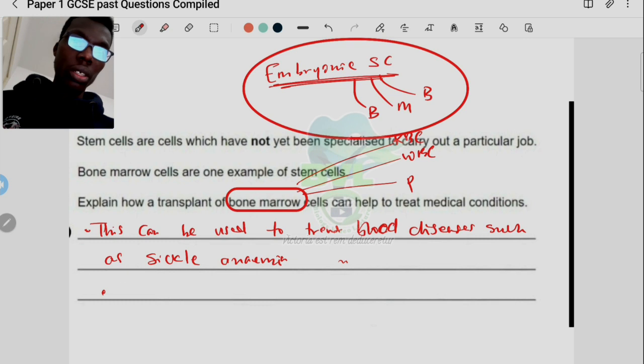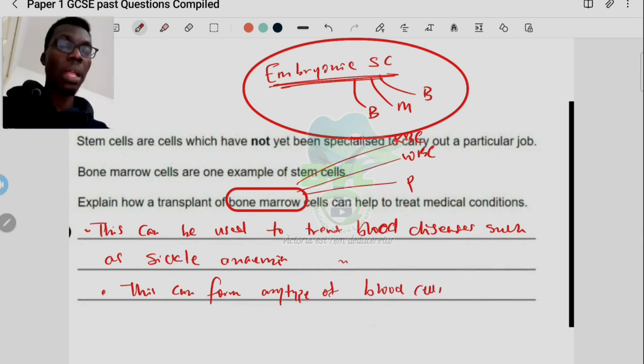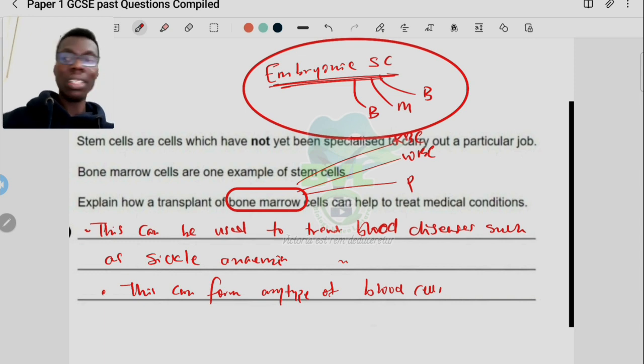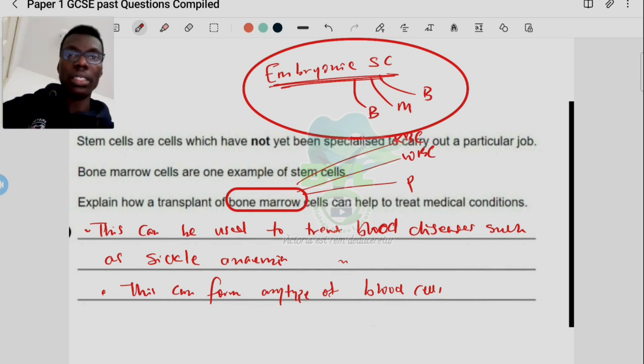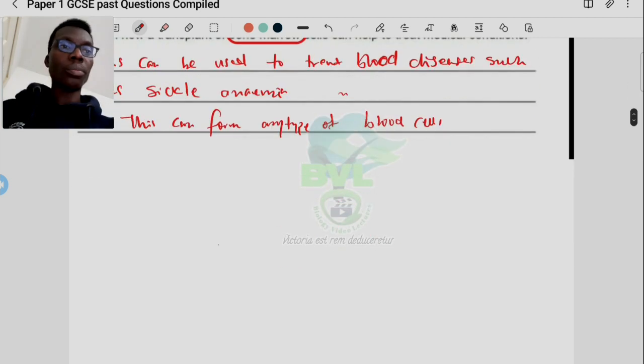So this can form any type of blood cells. Don't forget, you can't say it can form any type of cell, because if you say that, you're wrong, because bone marrow cells are not pluripotent. Pluripotent means they can form everything. They are partially committed. They can form different types of blood cells. They are not just red blood cells only, but they can form any type, but it's just within the blood cells, not something very wide as it were.